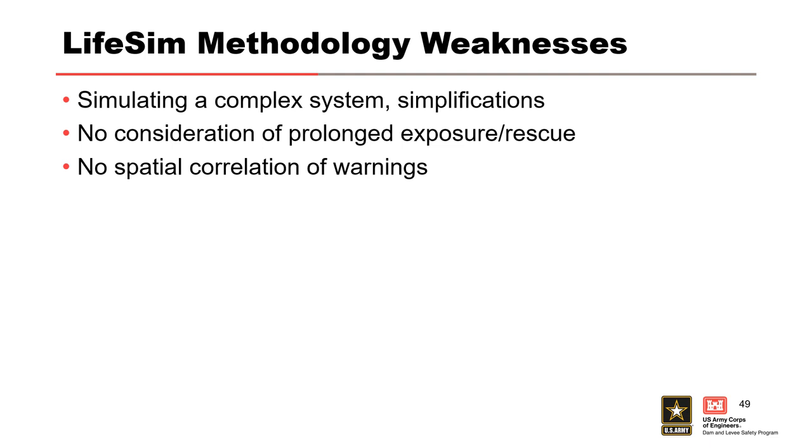No spatial correlations of warning. There's some stuff we're trying to do to better correlate how warnings go out, but right now it's just kind of randomly spread over an area and doesn't really capture maybe how some of your tighter knit societies go around warning each other in their neighborhood, something like that. We don't have any of that built in. It doesn't have any indirect life loss built in. We have a separate method for that that we'll talk about.